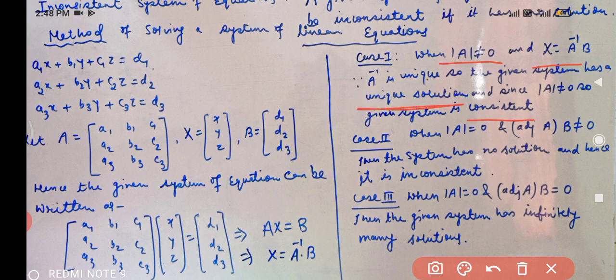Okay, then the system is consistent and has a unique solution. Number 2, if mod A equals 0 and adjoint of A into B not equals 0, then the system is inconsistent and has no solution. Third, if mod A equals 0 and adjoint of A into B equals 0, then the system has infinitely many solutions. Okay, so let's see some problems from this.